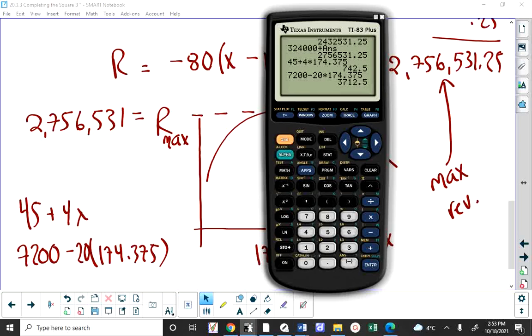It's about half full. 3,700. Obviously, you don't have 3,712 and half a person, right? You'd just say 3,712 or 3,713. Any questions with that example?